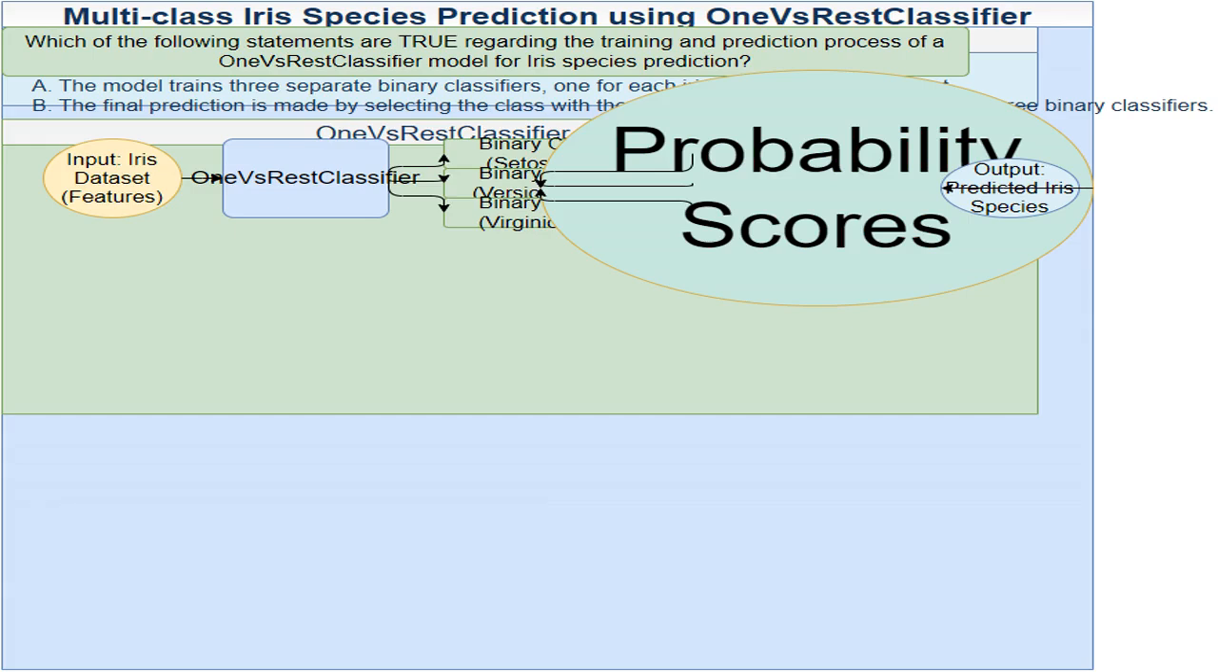After training each binary classifier, each classifier provides a probability score for each iris flower. These scores indicate the likelihood of the flower belonging to the specific class the classifier was trained to predict, e.g., probability of being Setosa, probability of being versicolor, probability of being virginica.